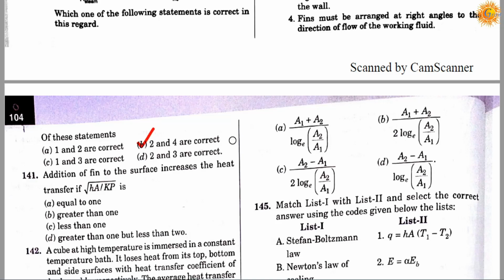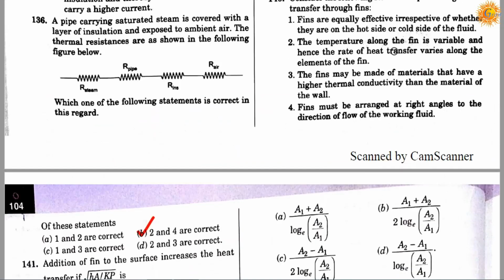2 and 4 are the correct statements. The 2 is the temperature along the fin is a variable and hence the rate of heat transfer varies along the elements of the fin. And fourth is that fins must be arranged at a right angle to the direction of flow of the working fluid.